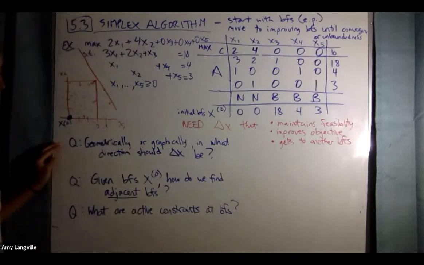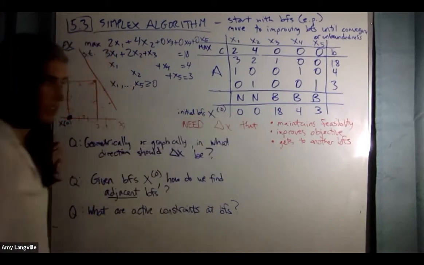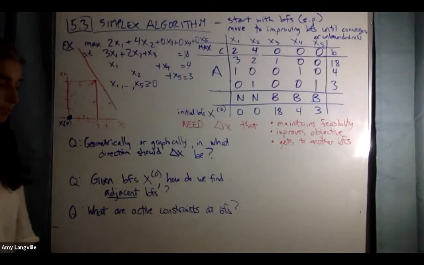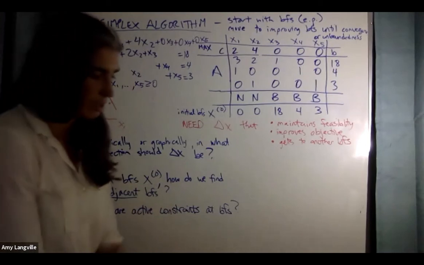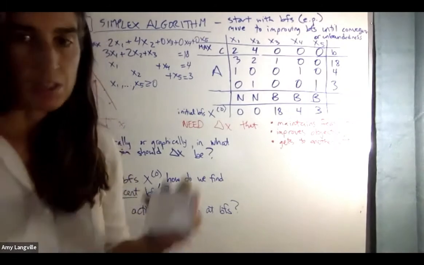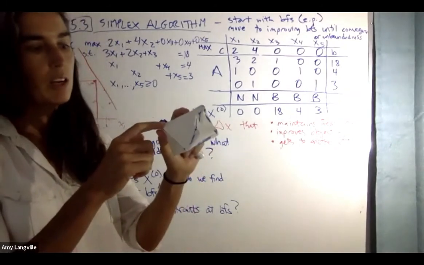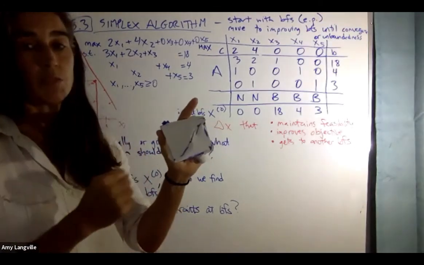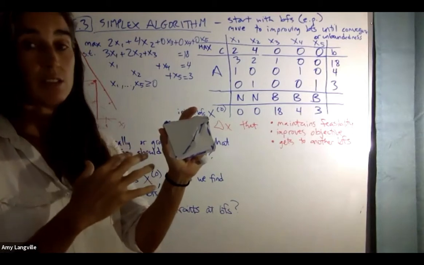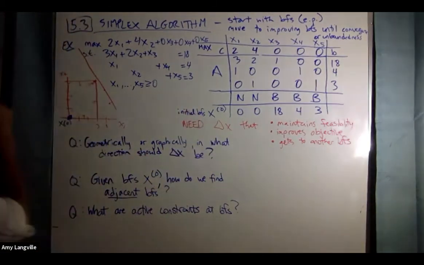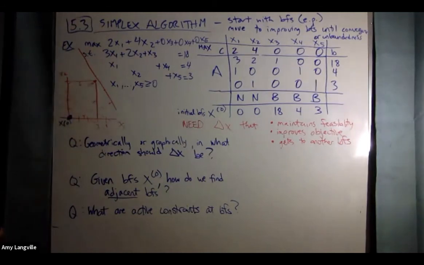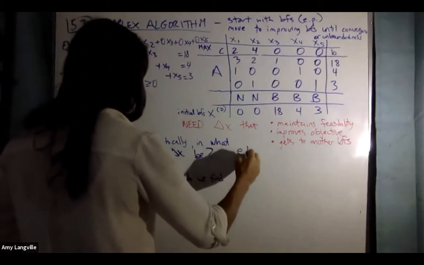But let's think about these questions before we start doing the simplex iterations. So geometrically or graphically, in what direction should this delta x be? We talked about this in the last couple sections. Again, in our three-dimensional example, if we're at this extreme point here, we want to move along an edge because we are in a convex feasible region and we want to stay on the exterior. And so in our picture here, in our R2 problem, we want to move along the edge. Well, there are only two ways to move, here or here. Right, so again, we want to move along an edge.